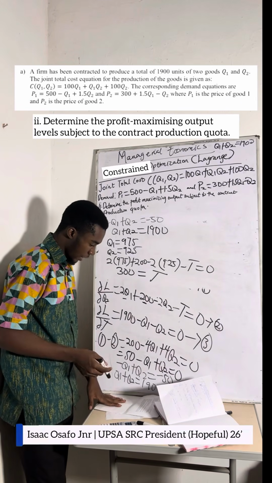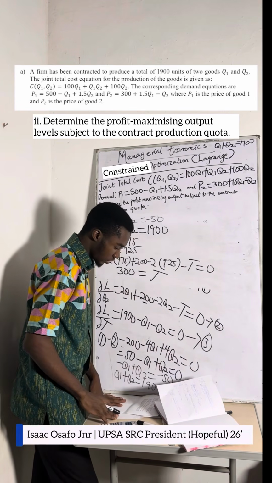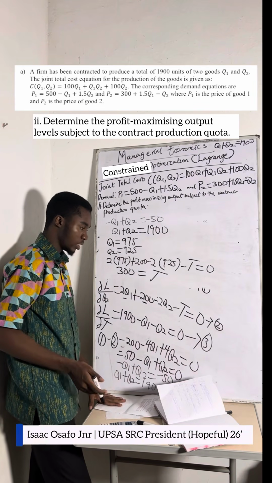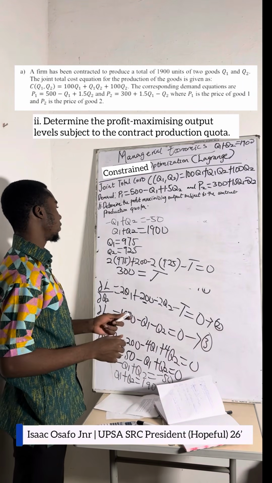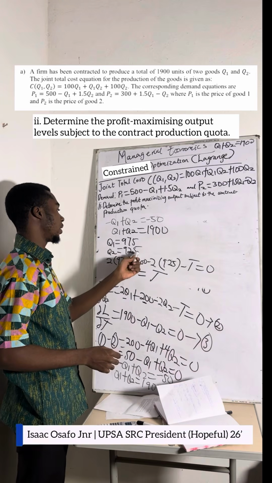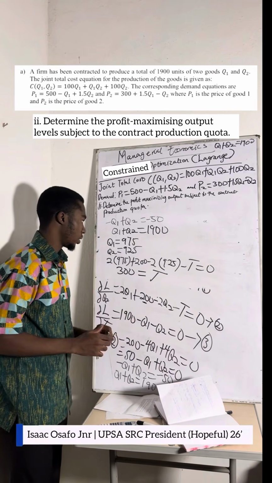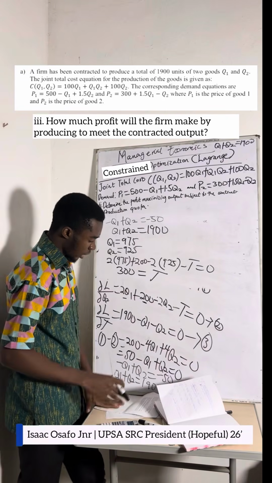All right. So for where we were asked for the profit maximizing output levels, the profit maximizing output levels are 975 and 925. The 300 is not part of it. Do you get it? All right, so just 975 and 925. Now let's move on to the II.